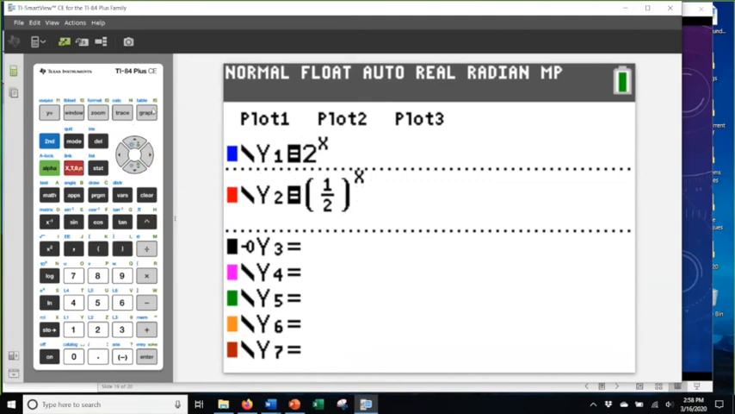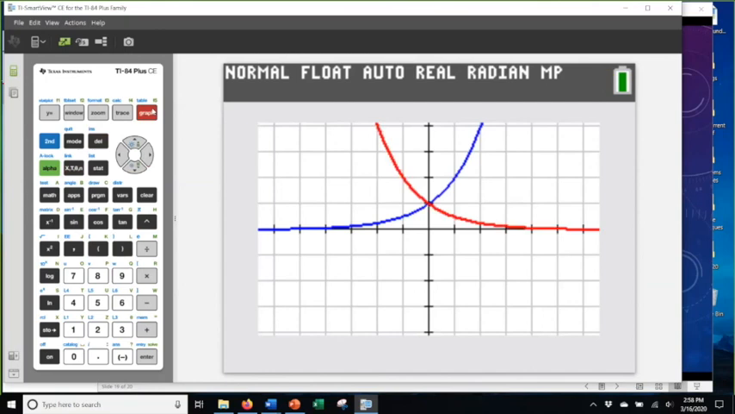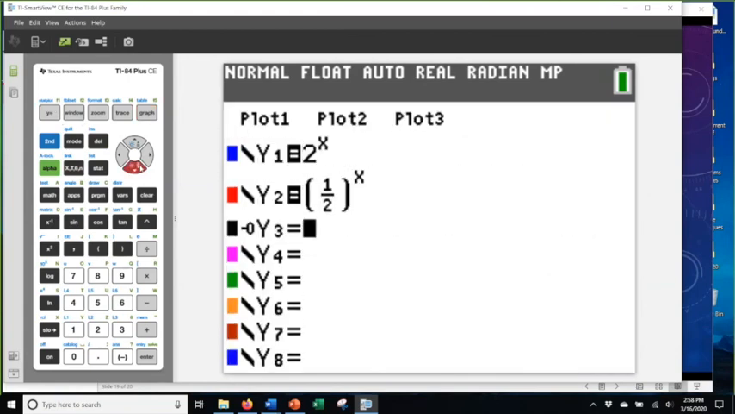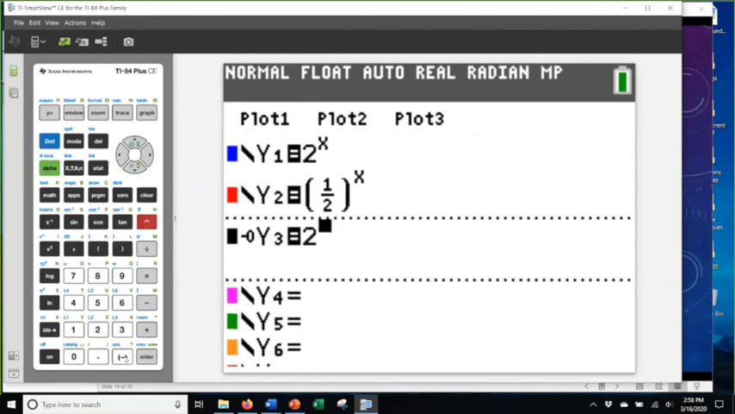And what do you notice about those two? Compare and contrast. Hopefully students notice they have the same y-intercept. They actually have the same shape. They're just reflections of each other. And many students don't realize, or they don't realize initially, that 2 to the negative x power is the same as (1/2) to the x.